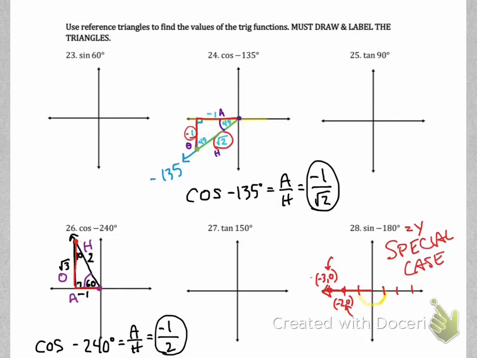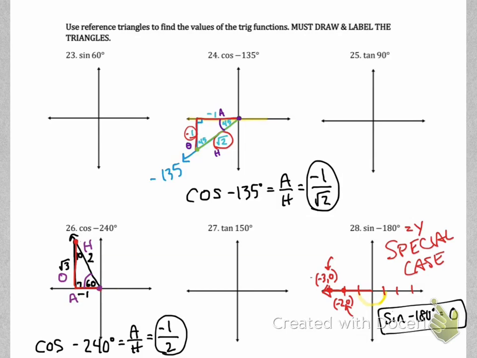So, for my answer, if I want to know the sine of negative 180 degrees, the answer is just 0. So special case, all right, special case when it lands on the x or y axis. We're just going to refer back to our unit circle.